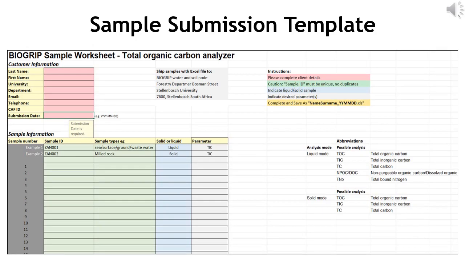A sample submission template is required for TOC analysis. Please indicate your details in the blocks highlighted in red. Indicate sample ID, it should be unique and not duplicated. Indicate sample types, whether solid or liquid mode is required, and the parameter, for example, TC, TOC, or TIC.